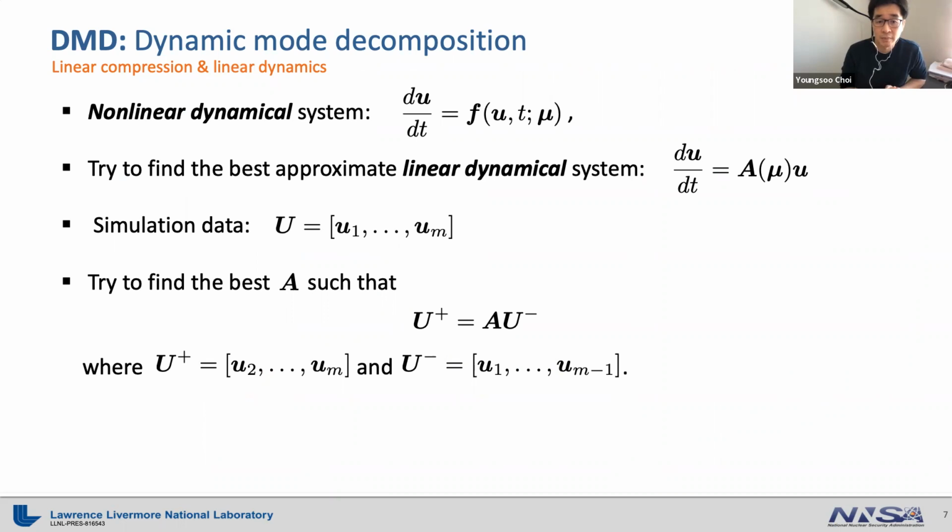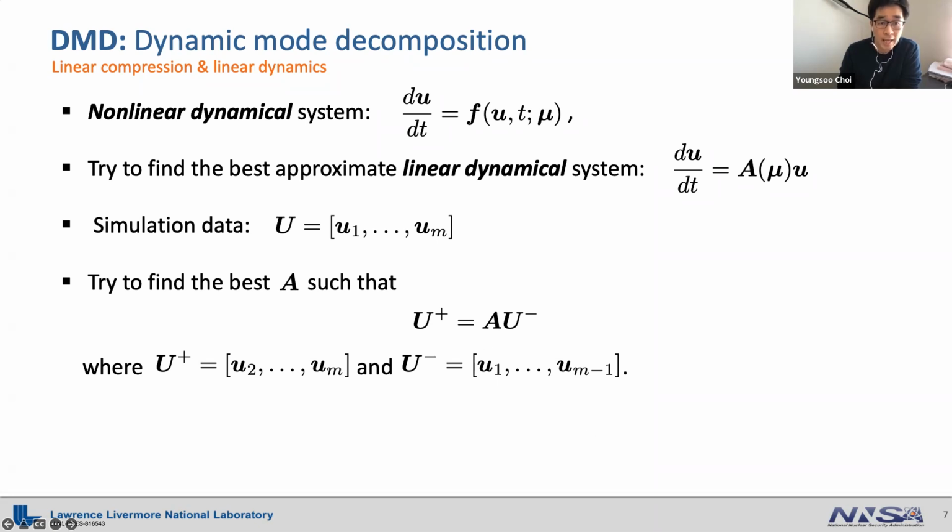The first one is dynamic mode decomposition, so-called DMD. Let's say the nonlinear dynamical system is described by this nonlinear ODE. It can be viewed as a semi-discretized version of a PDE. Now, DMD aims to find the best approximate linear dynamical system in this form. To do that, it first collects dynamical data U, the temporal snapshots, and puts that in the matrix U. Then it tries to find the linear system matrix A, which maps the previous time step solutions to the next time steps. If we denote U plus as the solutions from the second to the last time step, and U minus as those from the first to the second to last, then by definition of A, this equation needs to be satisfied.